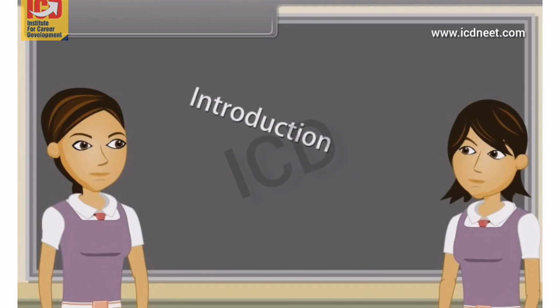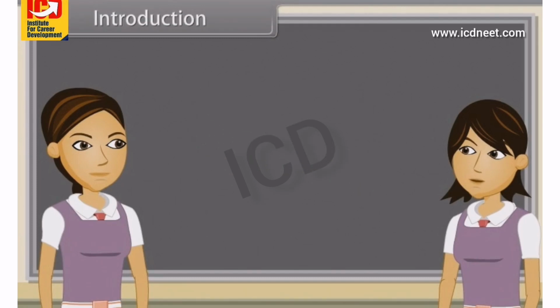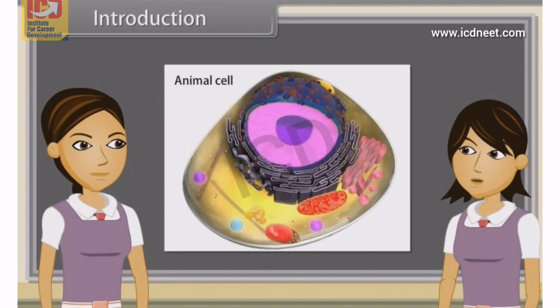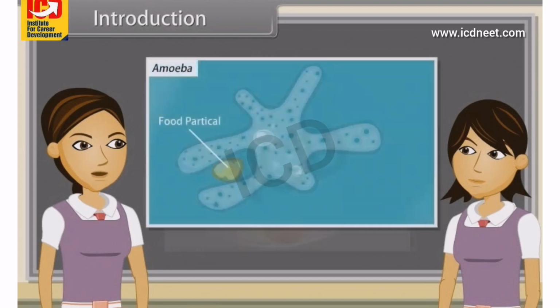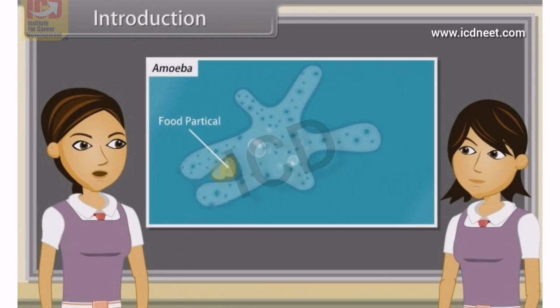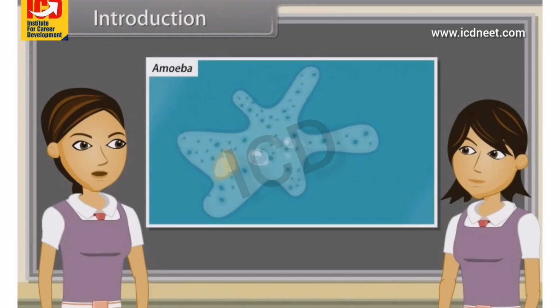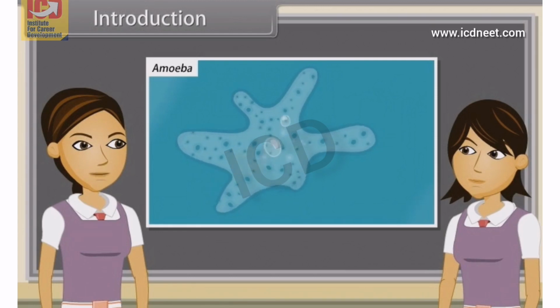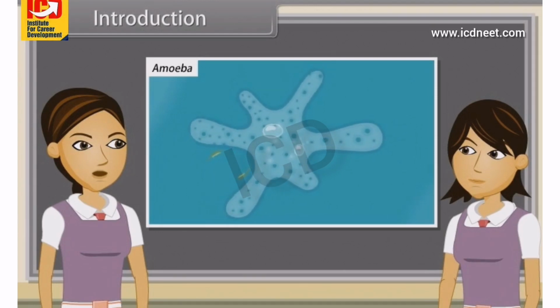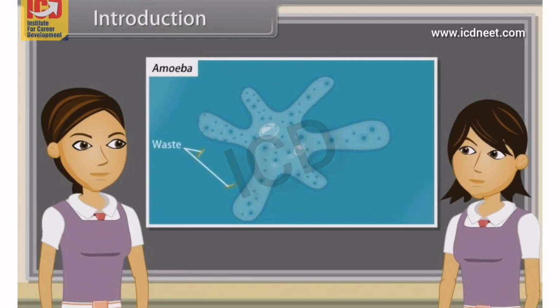Introduction. Hey Ankita, we know that the cell is the structural and functional unit of life, but do you know what it actually means? Yeah, it means a single cell can perform all basic functions of life. Example, movement, intake of food and respiratory gases, respiration and excretion. Yes, you're right. So, come let's start our new chapter, Cell: the Unit of Life.